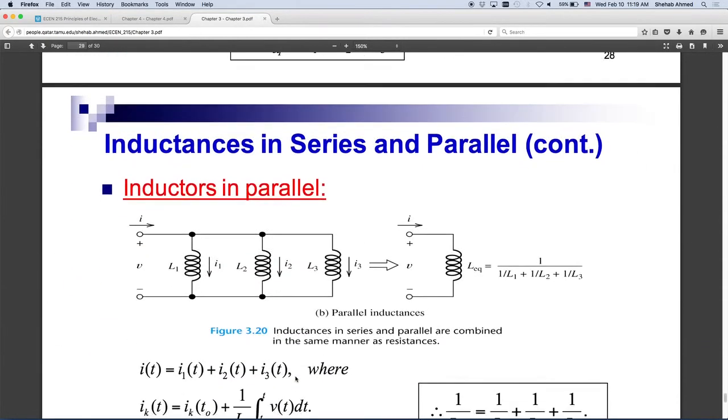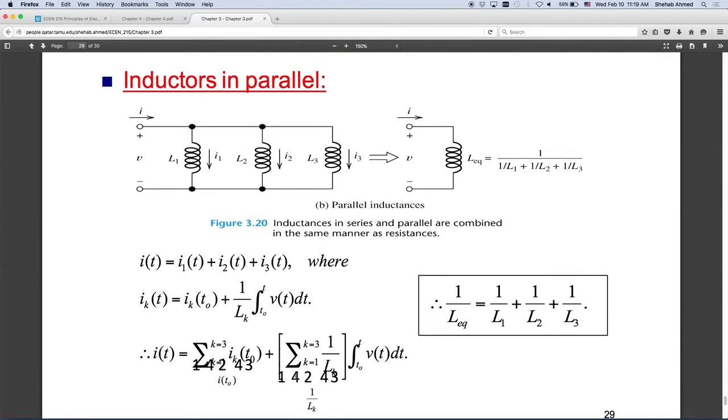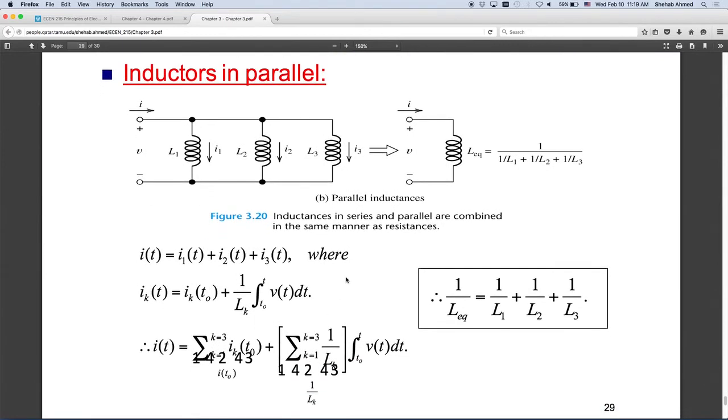In parallel, to find the equivalent inductance, you add the reciprocals of the inductances. So 1 over the equivalent inductance is equal to 1 over each of these inductances separately, and you add.